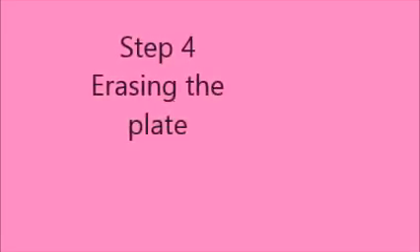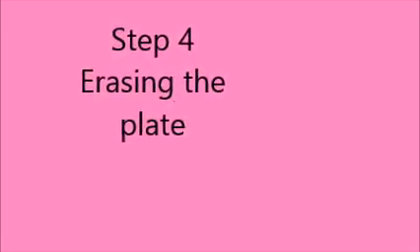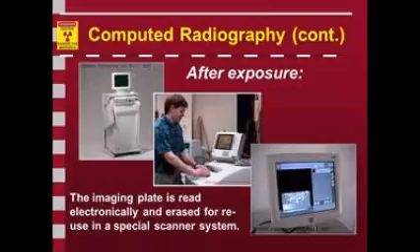Step number 4. The process of reading the image returns most of the electrons to a lower energy state. Because the plates are extremely sensitive to scatter radiation, plates must be erased to prevent a buildup of background signal after every use. The reading systems will automatically erase the cassettes by flooding them with light to remove any electrons still trapped from the initial plate reading.